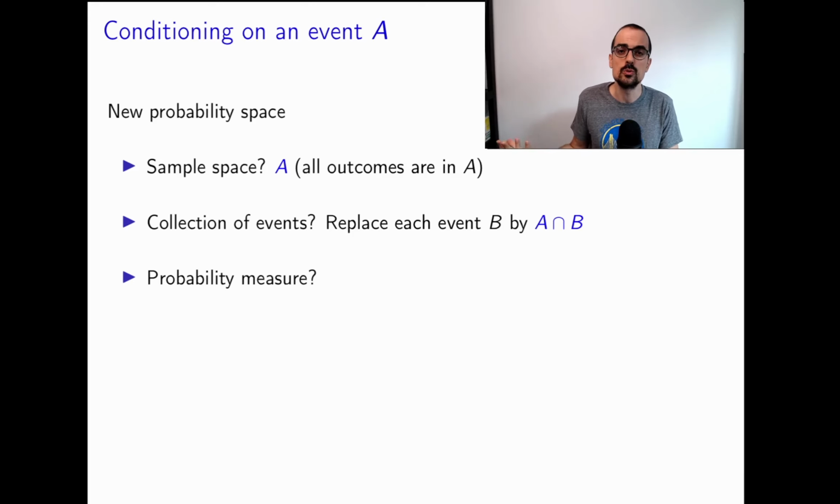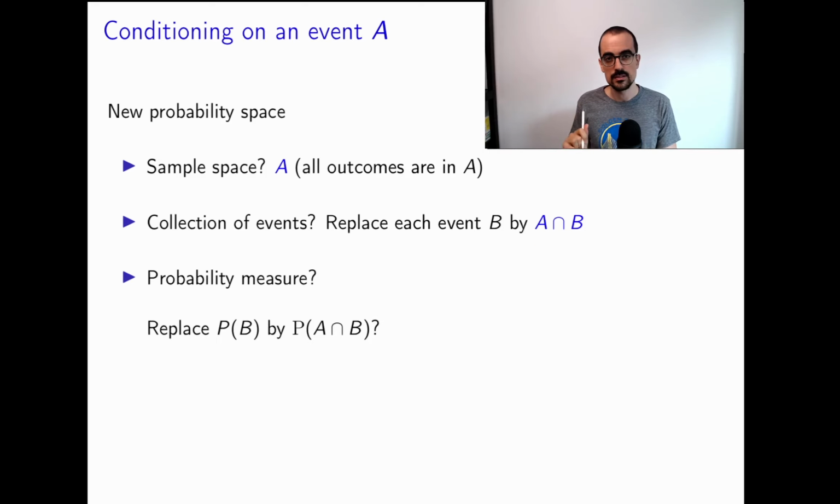Now, what should be the probability measure? How should we update the probability measure? Well, we're representing each event by its intersection with A. So maybe we should just say it's the probability of the intersection. Do you think this would yield a valid probability measure?